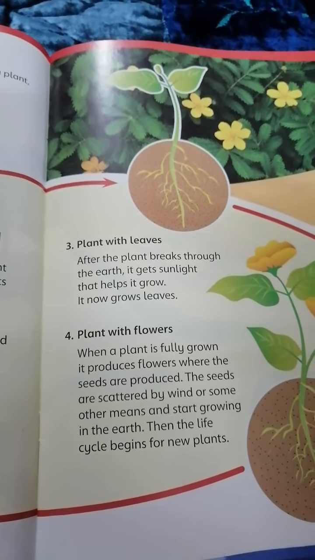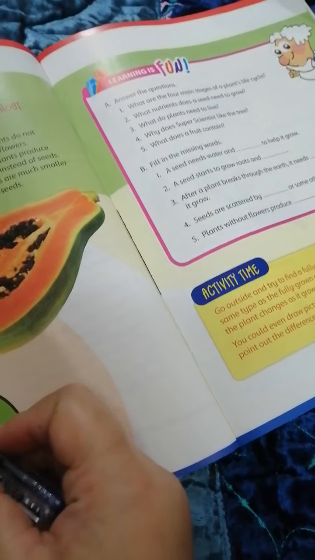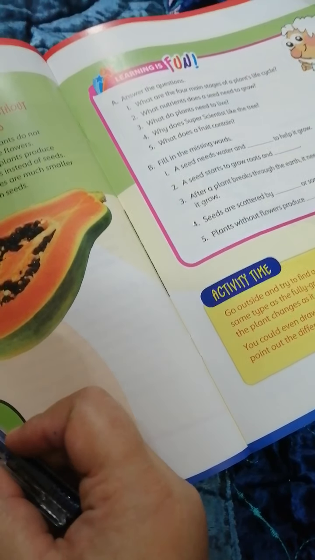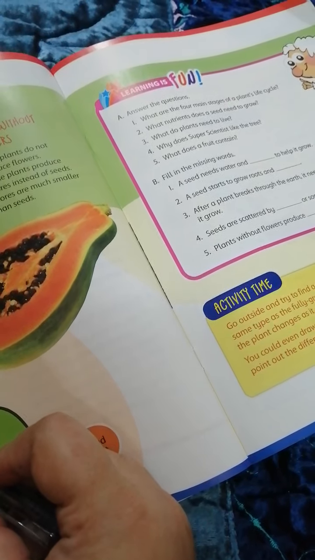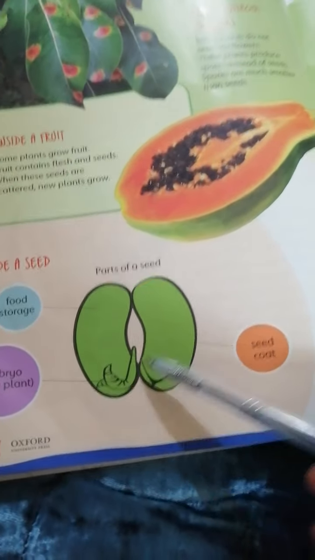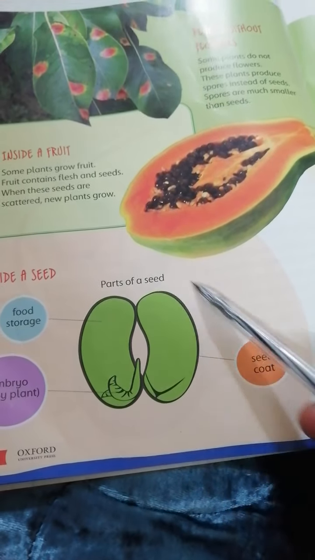Some plants produce fruits also. A fruit contains flesh and seeds, and fruits also have seeds which are scattered and grow into a new plant. And this is the shape of a seed. A seed is just like that.